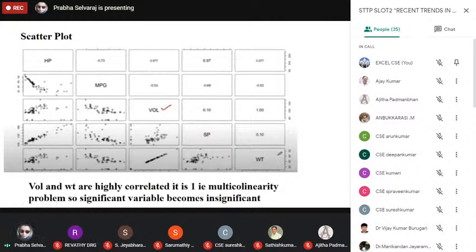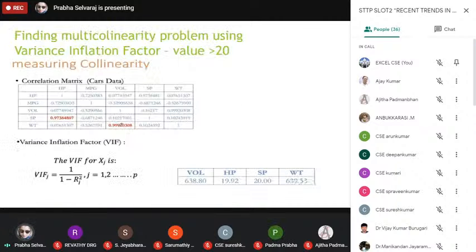So that means if two parameters are highly correlated, then the significant variables, even though they are significant independently, become insignificant. So I need to find out whether any multicollinearity problem is there in my system. How to find out the multicollinearity problem? Using the variance inflation factor. If the value is greater than 20, I find there is a problem of collinearity.